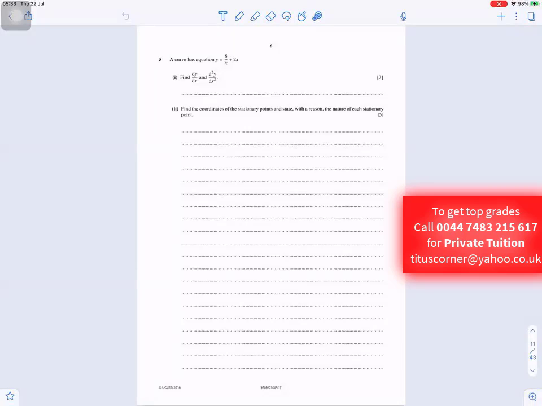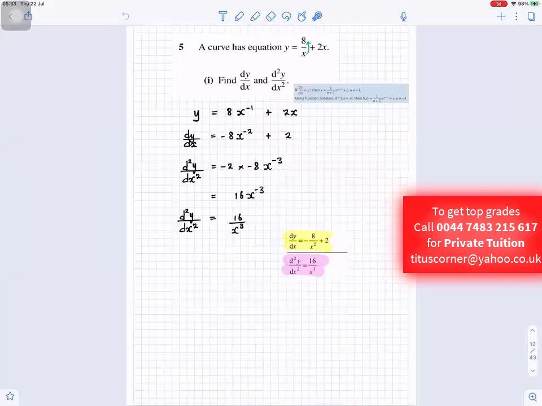Question number 5. A curve has equation y equals 8 divided by x plus 2x. Find dy over dx and d squared y over dx squared. So we have y equals 8x. We can take x to the numerator, it becomes x to the minus 1. So we differentiate it. When you differentiate 8x to the minus 1, you get minus 8x to the minus 2. You differentiate 2x, you get 2.